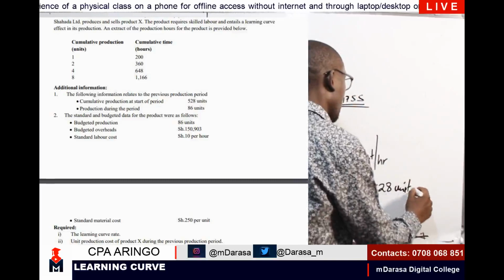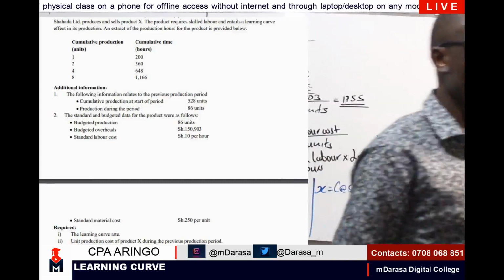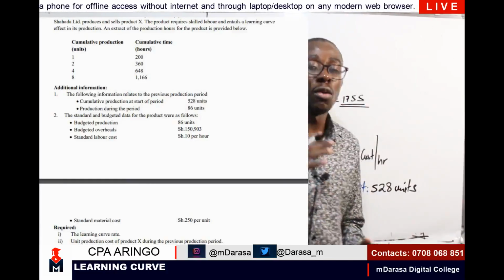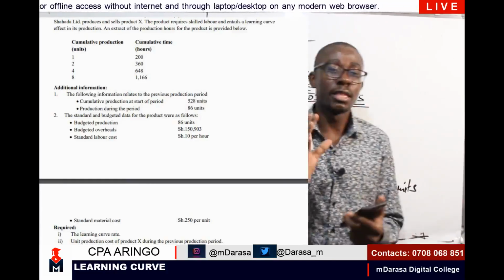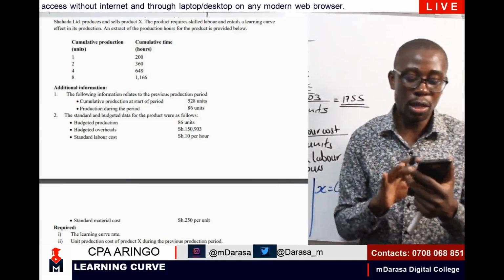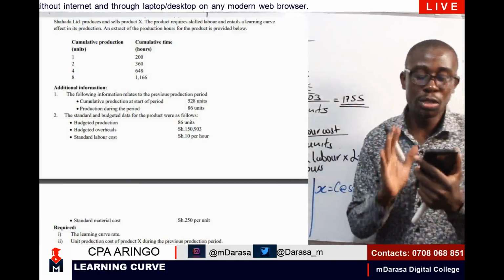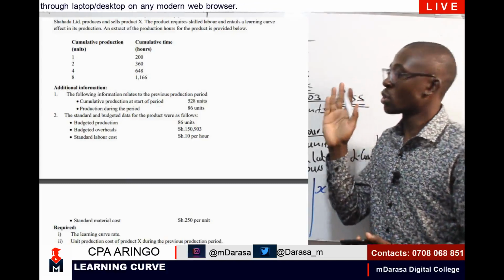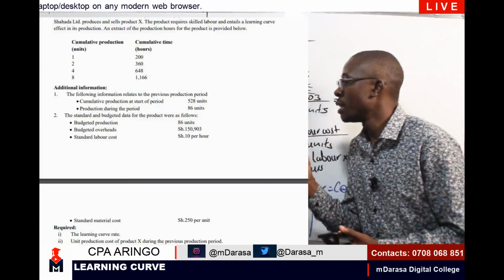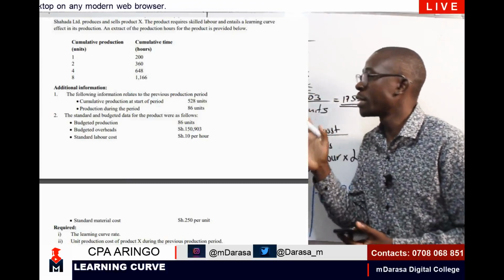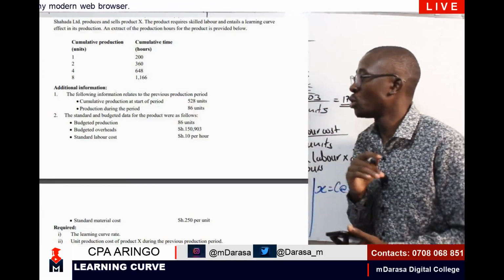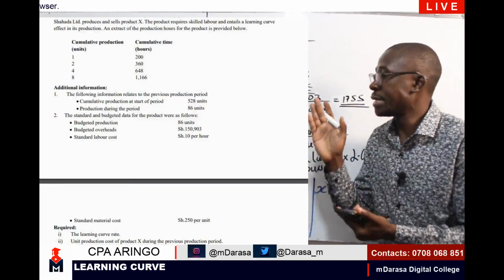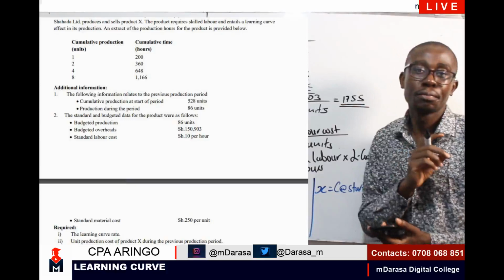Remember our case here, we will be dealing with the aspect of cumulative production. Our case here is to determine the time that we took to produce 86 units. That is our goal. You can clearly see we are told that the production during the period is 86 units, which we are told in note 1.